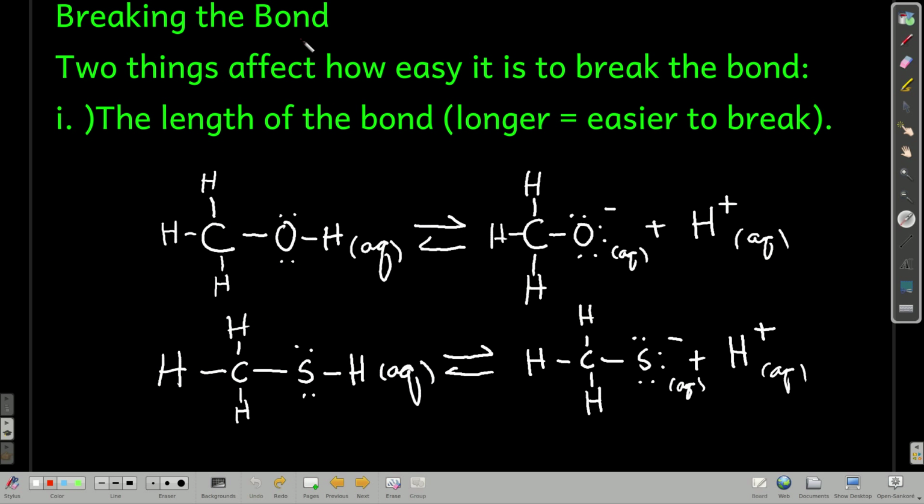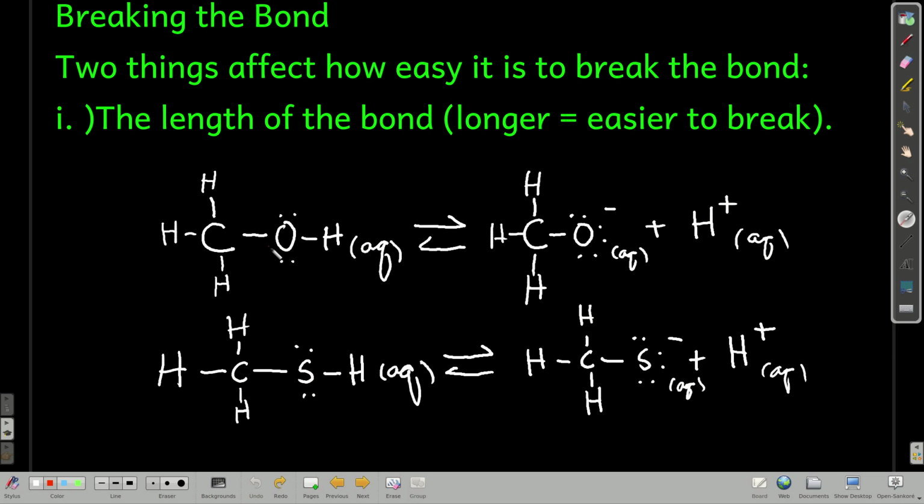So first, we're going to look at how easy it is to break the bond, and two things affect this. The first is how long that bond is. The longer a bond between the acidic proton and the atom it's attached to, the easier it is to remove that proton. So let's look at these two molecules, methanol and methane thiol.